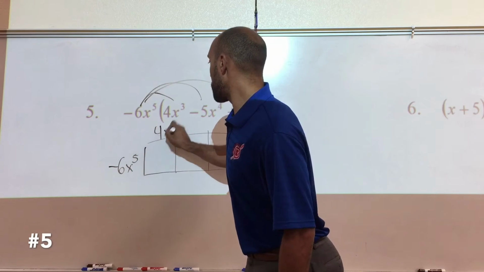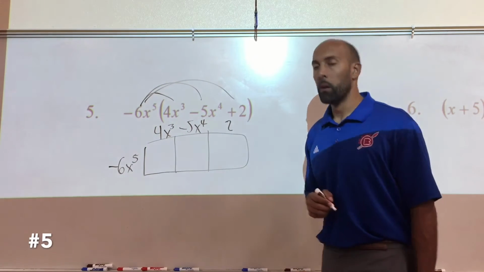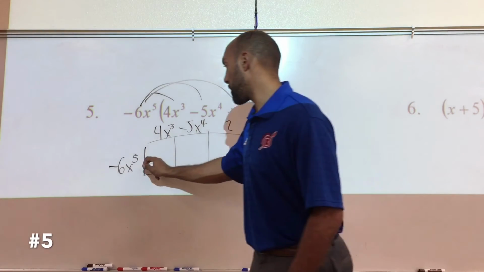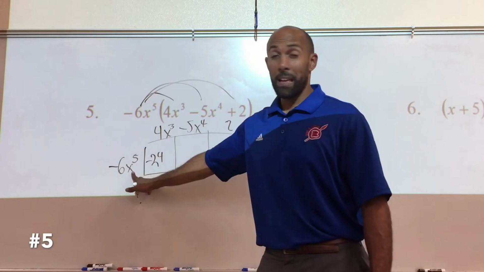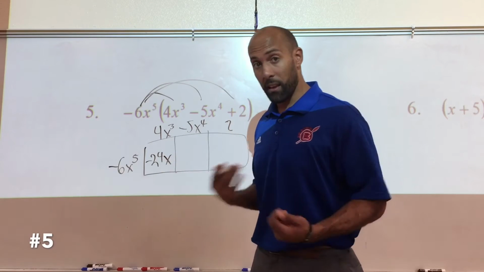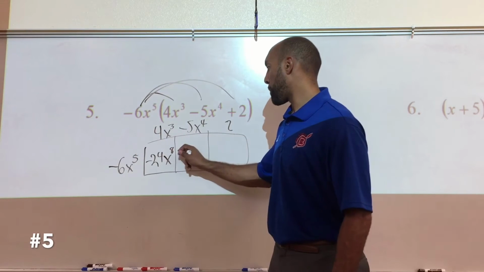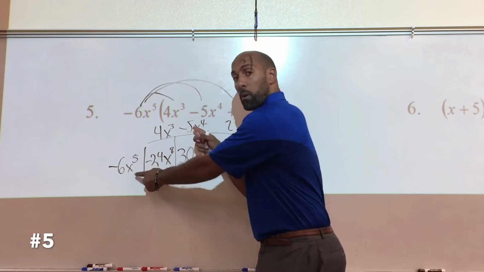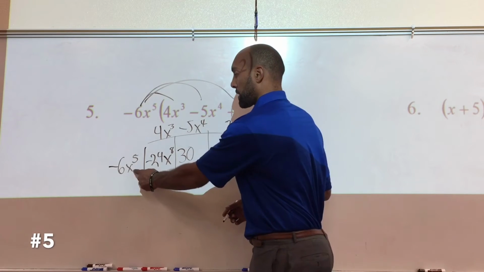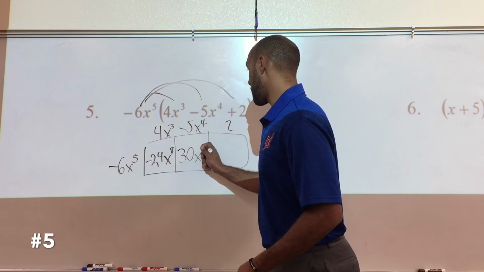Okay, 4x cubed minus 5x to the 4th and 2. Okay, one number at a time. Negative 6 times 4 is negative 24. X to the 5th times x cubed, just add the exponents, is x to the 8th. Negative 6 times negative 5, positive 30. Hey, look, we're multiplying two negatives. What happens? It becomes positive. All right, x to the 5th times x to the 4th, add the exponents, x to the 9th.